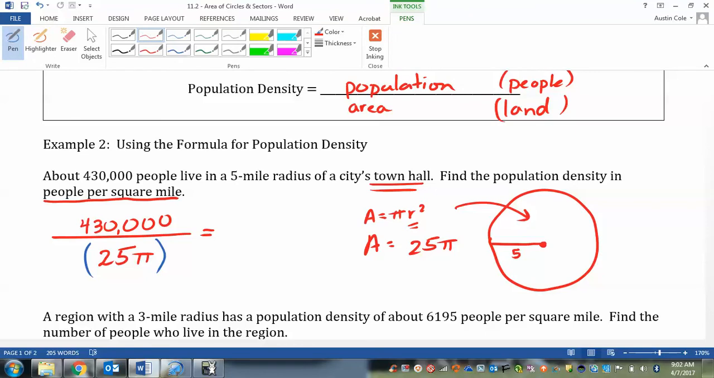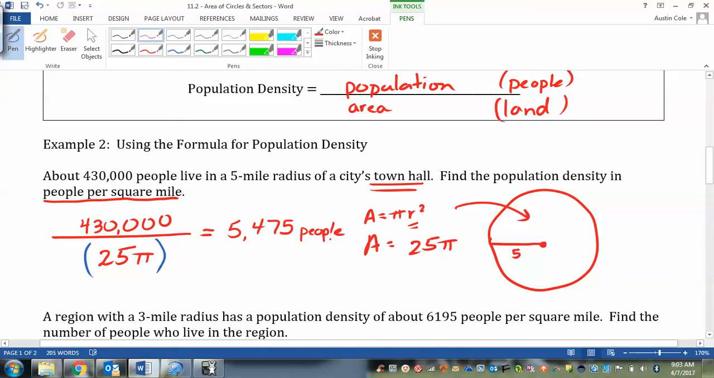What do you get? 5,475? 5,474.9, or 74 point something. Well, let's just round that to the nearest person since we're talking about people. I think that's 75 people. What does that mean? People. What do we find here?